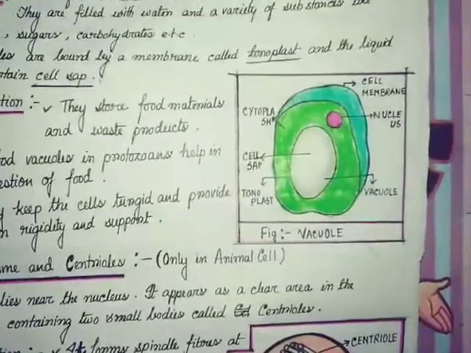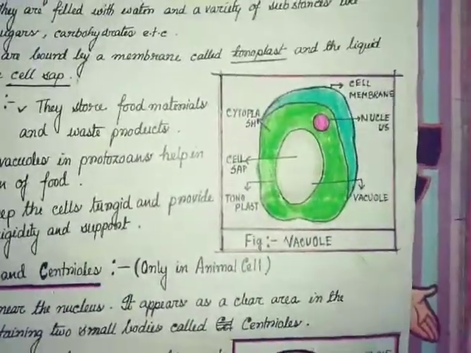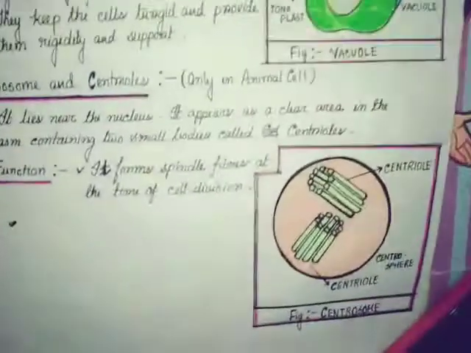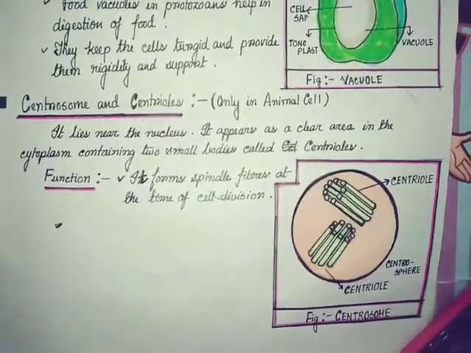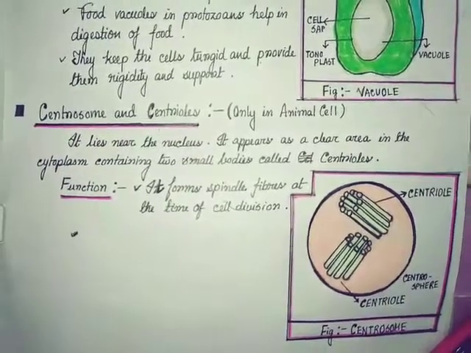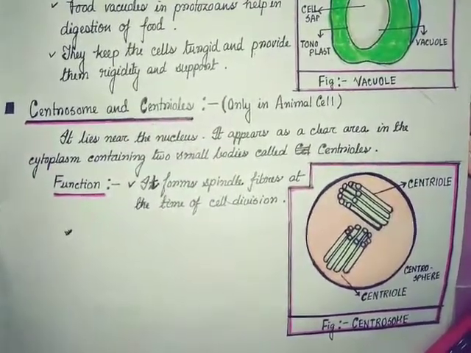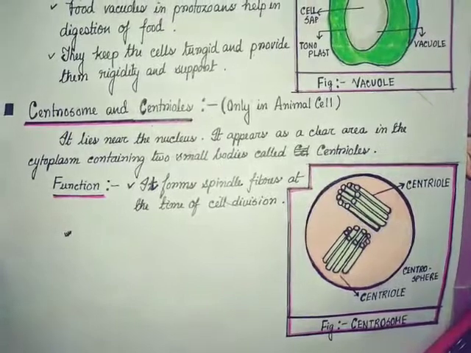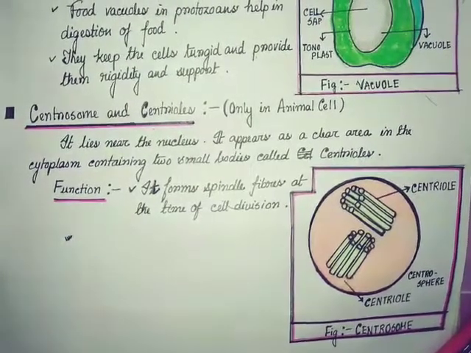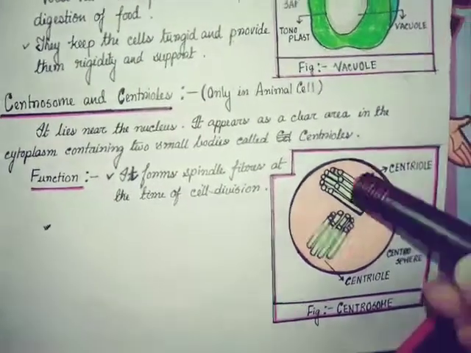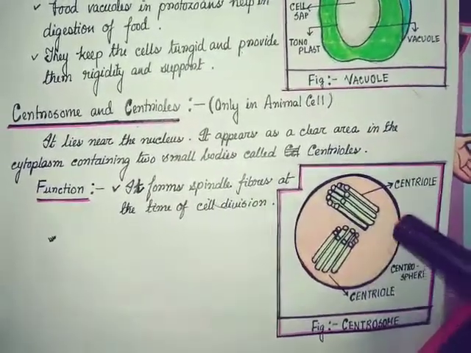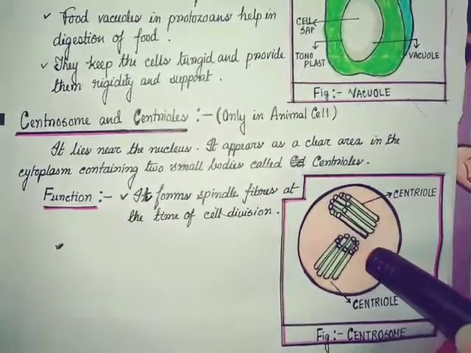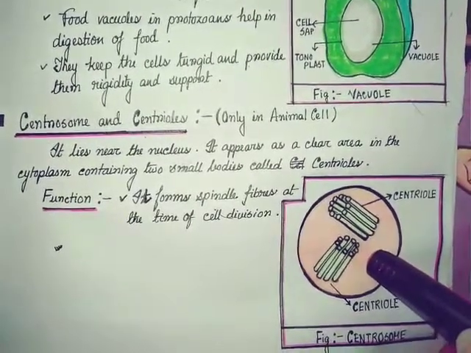Now the next one is centrosome. Centrosome and centrioles are only present in the animal cell. It lies near the nucleus. It appears as a clear area in the cytoplasm containing two small bodies called centrioles. These two small bodies are termed centrioles, and this substance is termed the centrosphere.